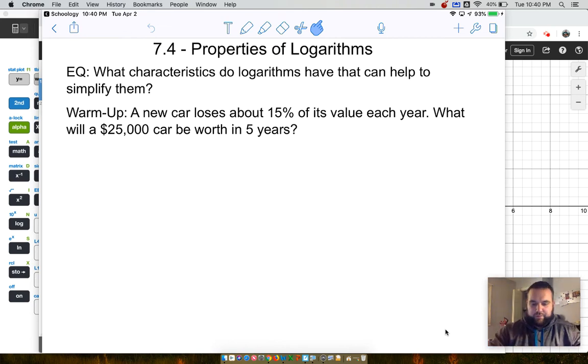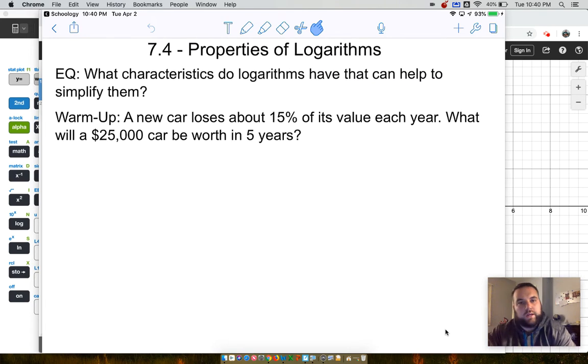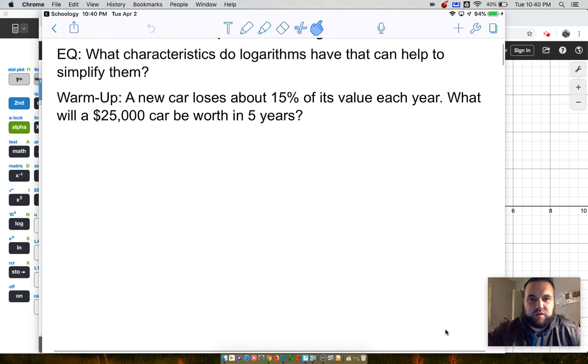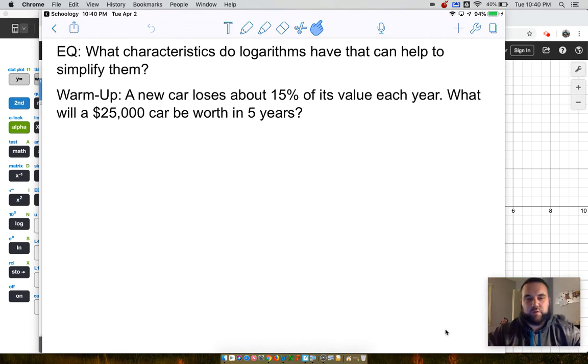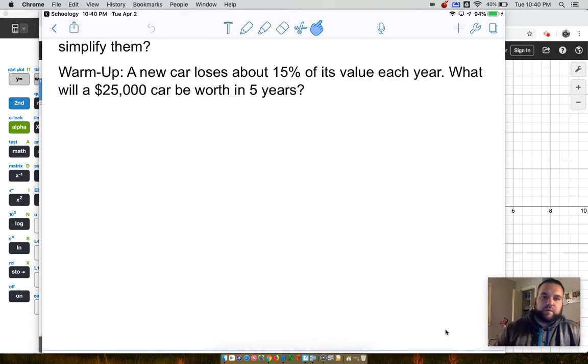Alrighty, back for section 7.4. Today we're going to look at logarithms and some of the properties of logarithms that we can use to simplify them and make them a little bit easier to deal with. So our essential question is: what characteristics do logarithms have that can help to simplify them? Look at that. So there's a quick little warm up.